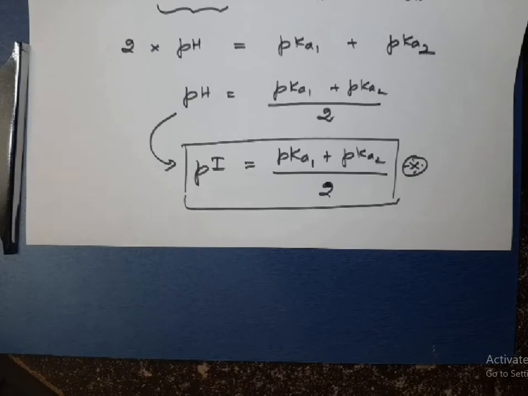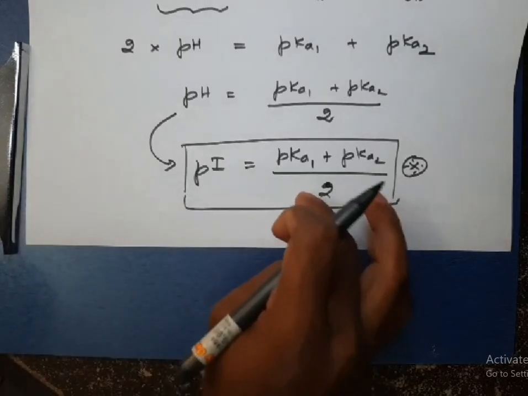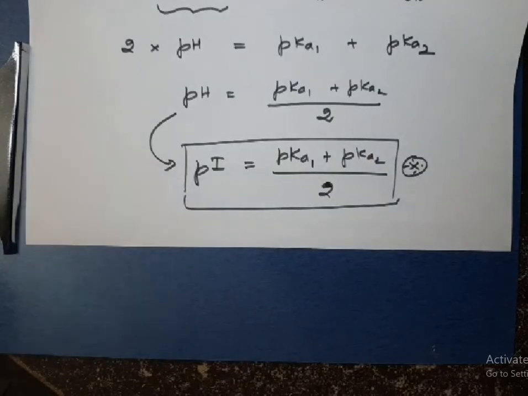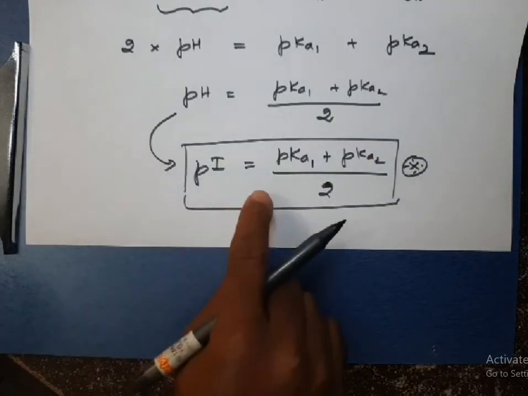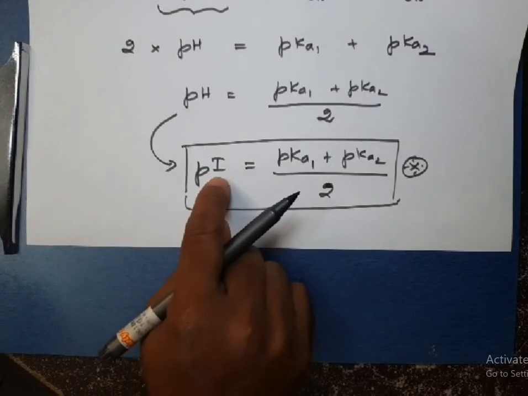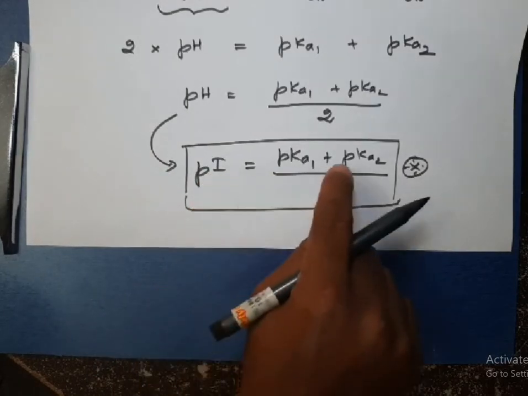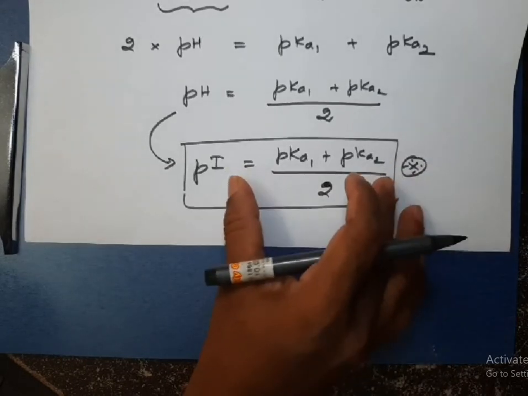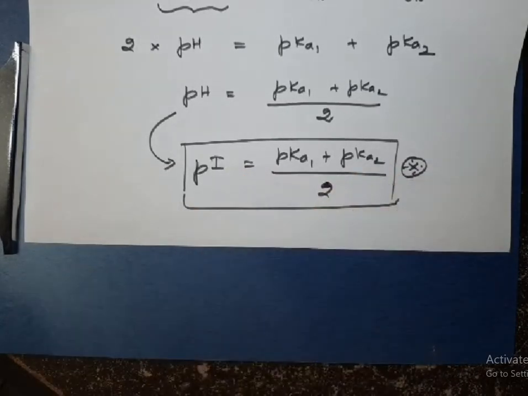For NCERT, this derivation is not important, but this final expression is very important for the competitive examinations. Okay, so keep this in mind. This is the isoelectric point. The isoelectric point is nothing but pKa1 plus pKa2 by 2. This is the formula applicable for neutral amino acids.